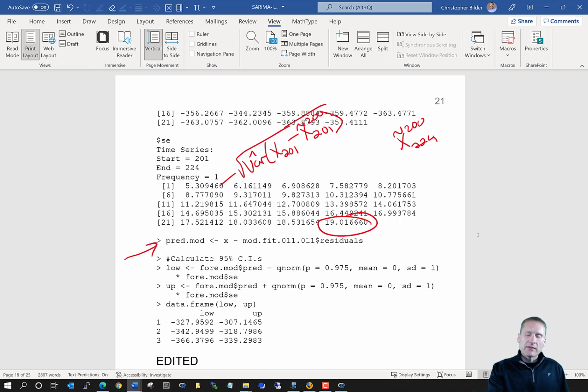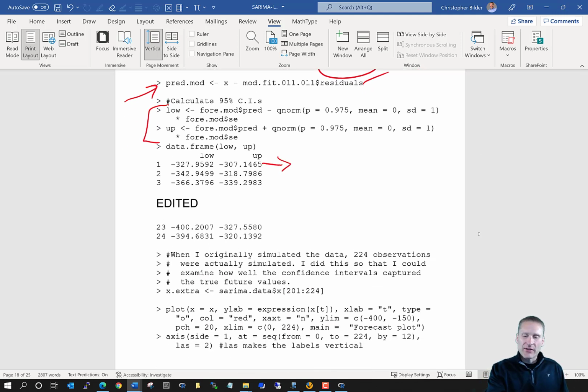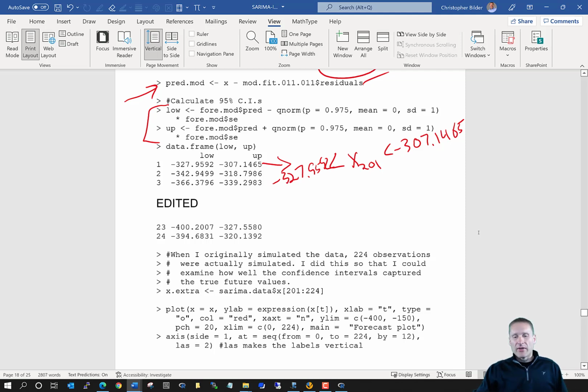I can find my predicted values from time equal 1 to 200, the same way as I've done previously when we've looked at predicted values. And I can find my corresponding confidence intervals also exactly the same way as what we had before. So just for emphasis then, here is x201. The upper bound is negative 307.1465 and the lower bound is negative 327.9592. Okay, so that's my 95% confidence interval.